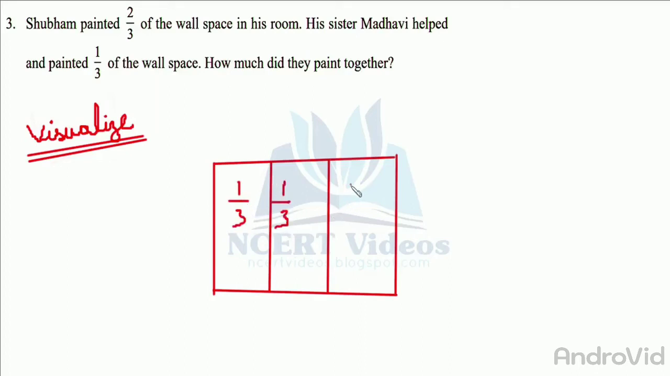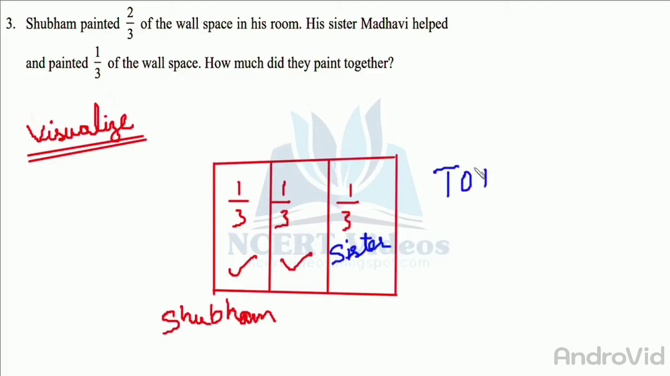So this is 1 over 3. This part would be 1 over 3. Similarly, the second one and the last one are also 1 over 3 part. Now, this one and this one would give you 2 over 3 parts painted by Shubham. Further, the question says his sister Madhavi painted 1 over 3, that is the remaining. So as you can see, the whole wall gets completed, that is painted.